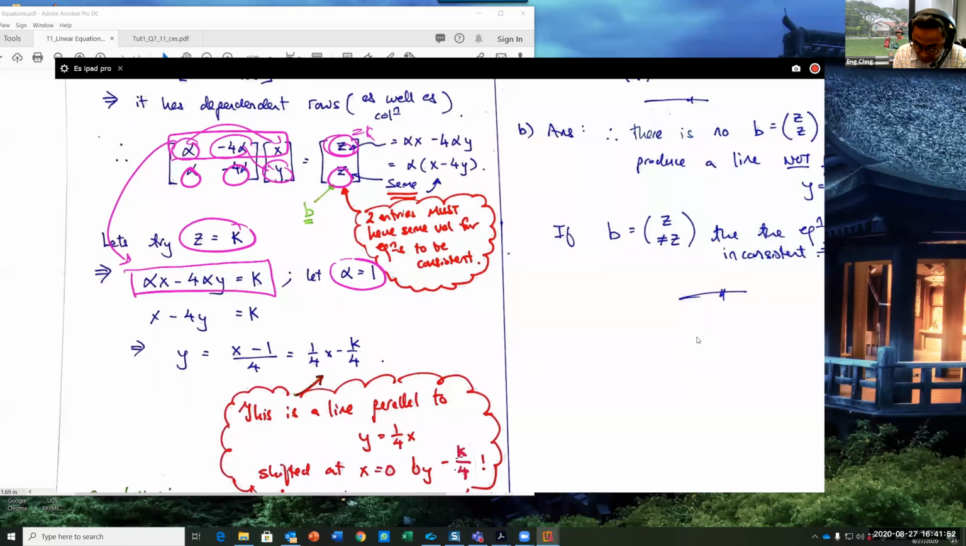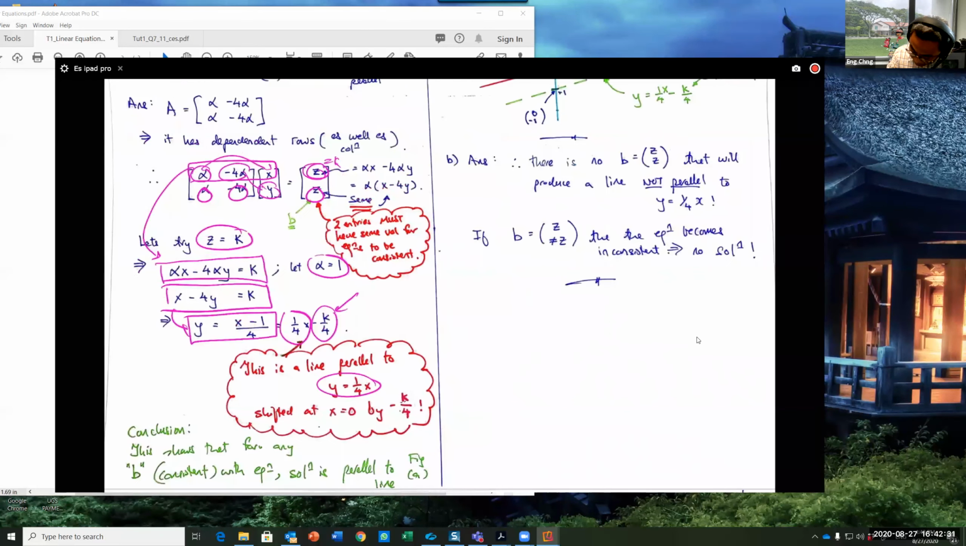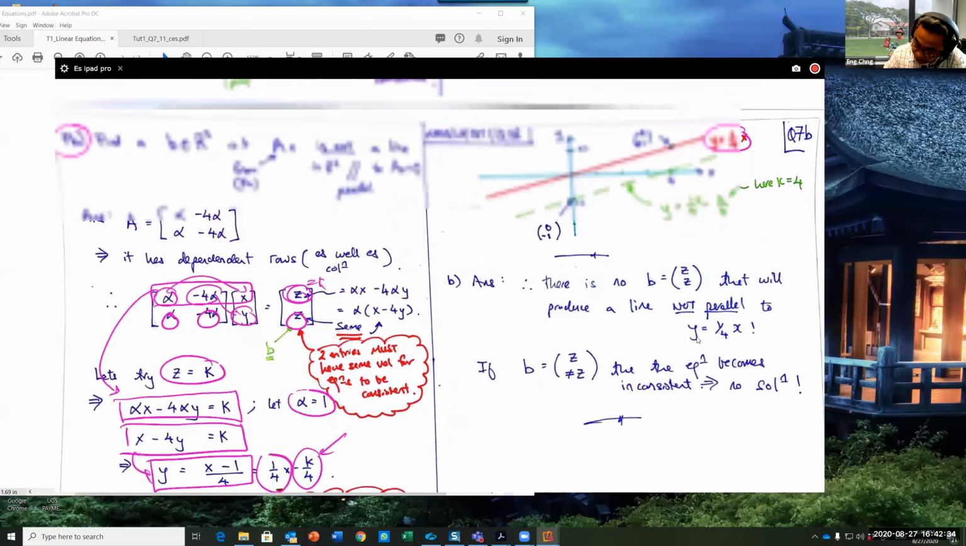We just want to solve. We don't care about alpha because alpha is some variable, so we just let alpha equal 1. So we have x minus 4y equals k. Then we write the equation in terms of y so that we can plot the graph. And then we recognize that, hey, wasn't this the 1/4 x that we had in part 1? The only interesting thing that happened was that the z, which is now k, is divided by 4. But what does this mean? This is an equation that is 1/4 x plus some constant. Now we go through that constant and we plot this offset, which is the green line.